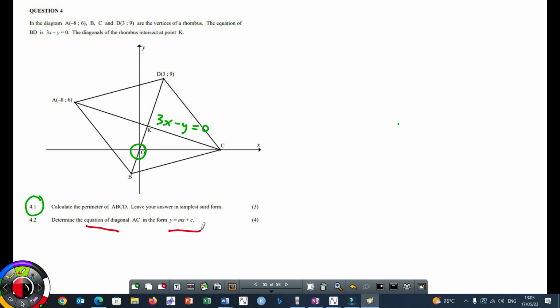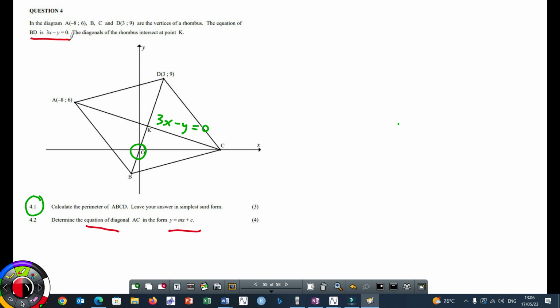So, based on the question, do we have the gradient of AC? We can work it out. But what are we given? We are given the equation for BD. Now, what do you know about the properties of the diagonals of a rhombus? They bisect at 90 degrees. And the diagonals are not equal. I hope you know that. They are not equal in length, but they bisect each other at 90 degrees, which means the diagonals are perpendicular to each other.